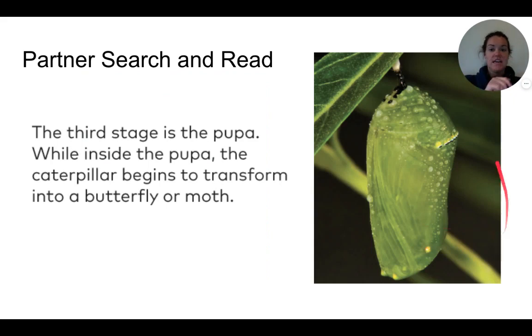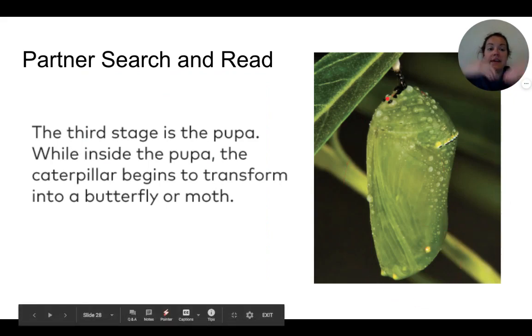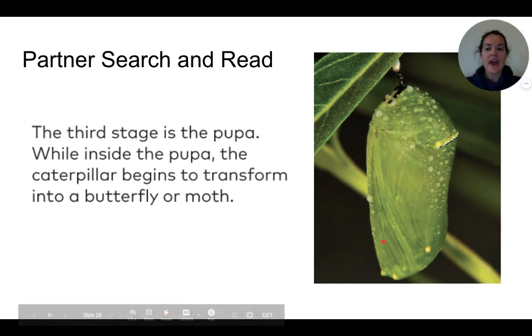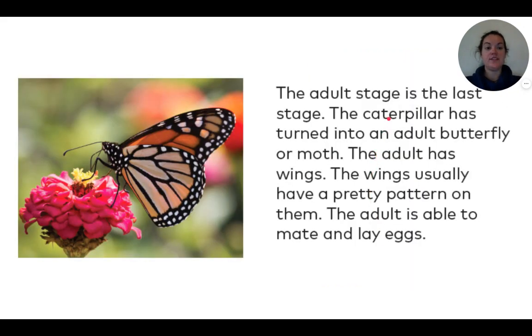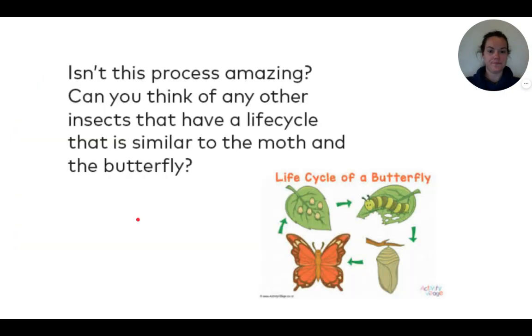The third stage is the pupa. While inside the pupa, the caterpillar begins to transform into a butterfly or moth. The adult stage is last. The caterpillar has turned into an adult butterfly or moth. The adult has wings, and the wings usually have pretty patterns on them. Look at this pattern at the end with the dots. Ooh, that's beautiful. The adult is able to mate and lay eggs, so then the cycle goes all over again.